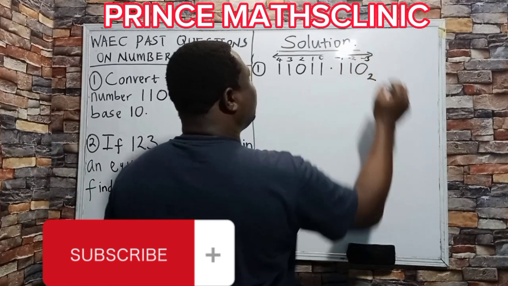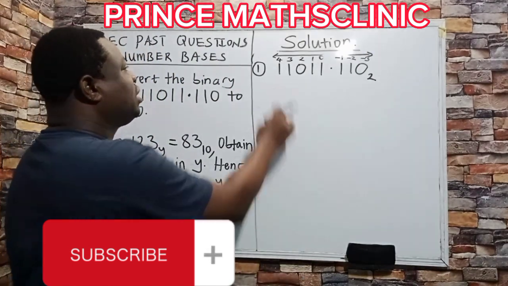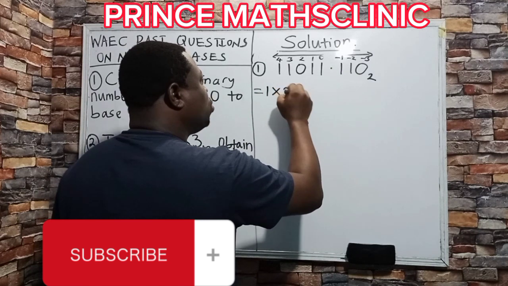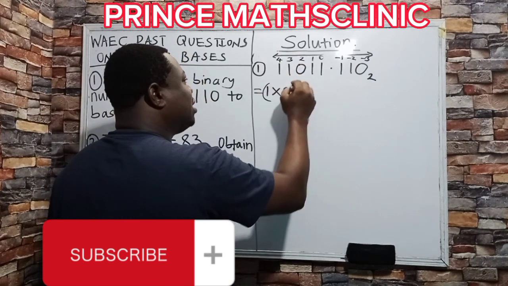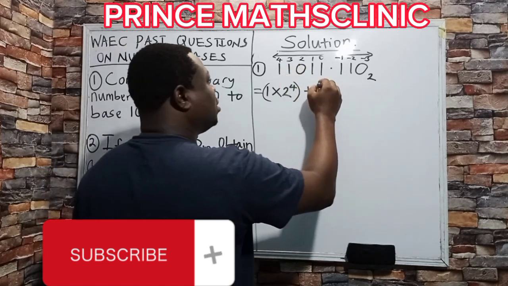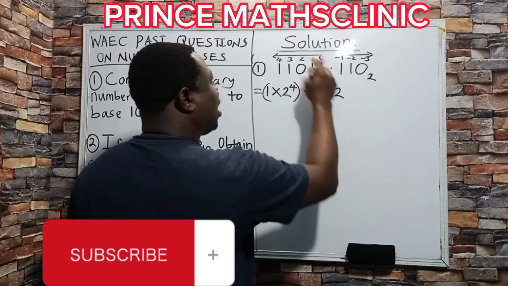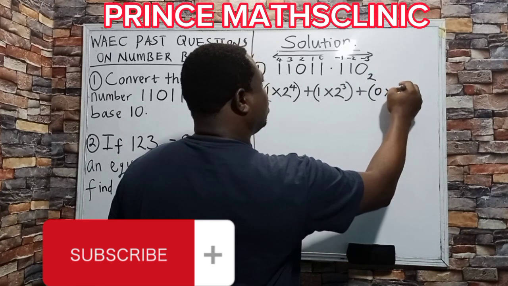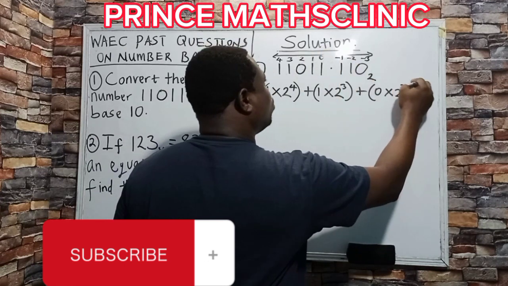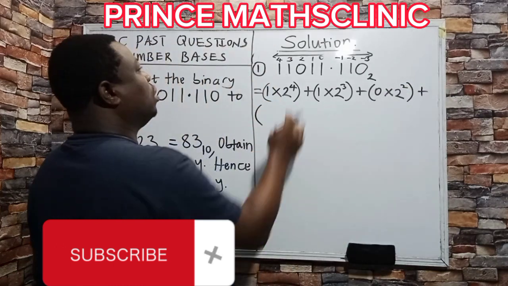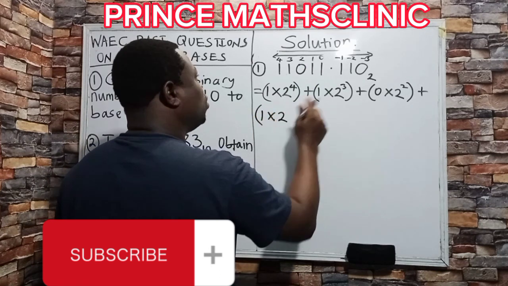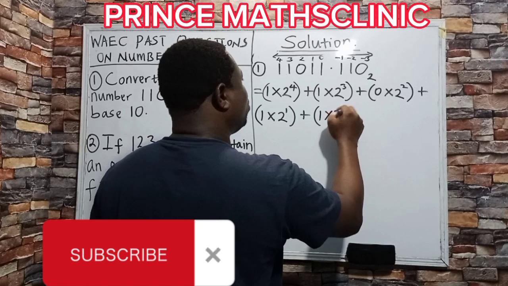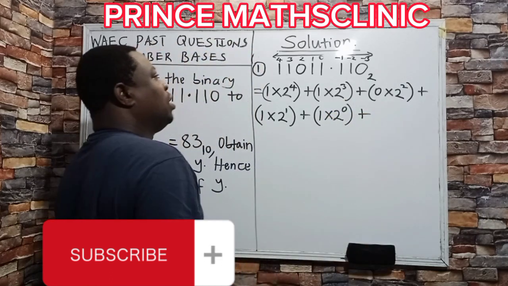then -2, then -3. So the next stage is to take the first digit, 1, times the base, which is 2, carrying a power of 4. Plus the second one, 1 times 2 to the power of 3, plus 0 times 2 to the power of 2, plus 1 times 2 to the power of 1, plus 1 times 2 to the power of 0.